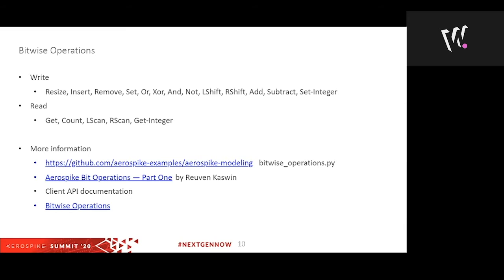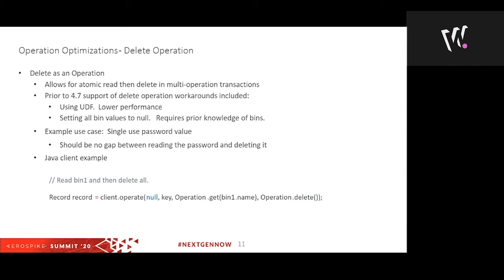If Python's not your thing, we also have another blog written by one of our solution architects, Reuven Caslin. He did an example using Bitwise Ops in Java, using our Java client library. So you can also take a look at that. For reference, of course, our client API docs has all the information you need to use the API for your respective client library. And there's more information on our Aerospike documentation, especially explaining more about these read and write APIs. So you can just search for that and find our Aerospike documentation on that.